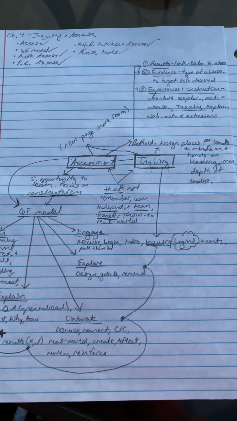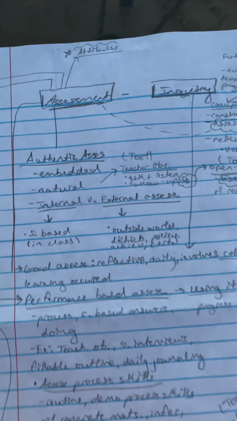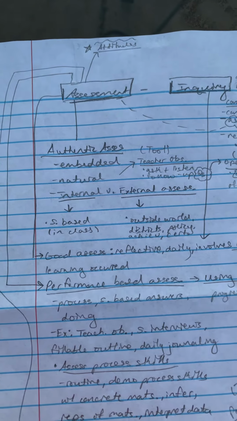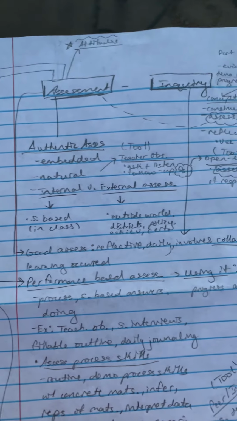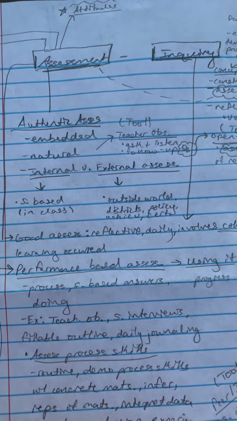Okay, moving over to the second page of the concept map. So from assessment, we have authentic assessment that's embedded, it's natural. There's internal versus external assessment. Internal is more student-based in class, and external is going to be outside world, districts, policy, achievement, and certifications.